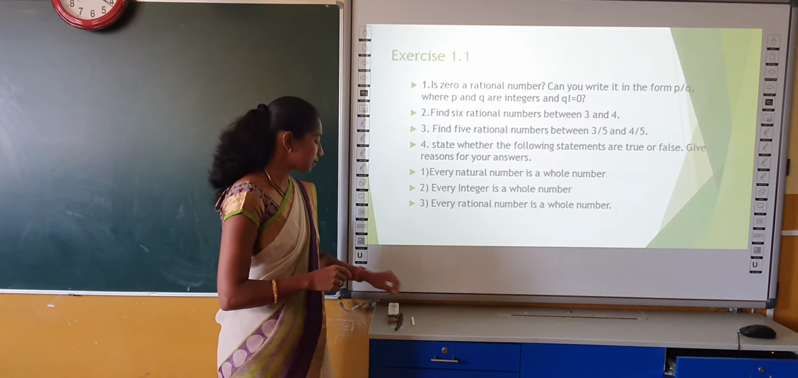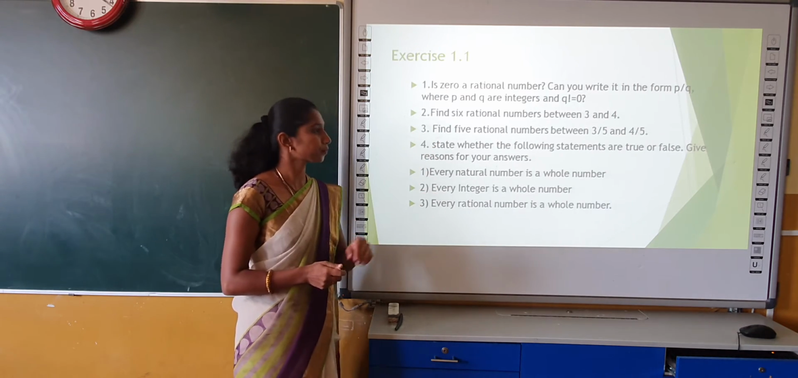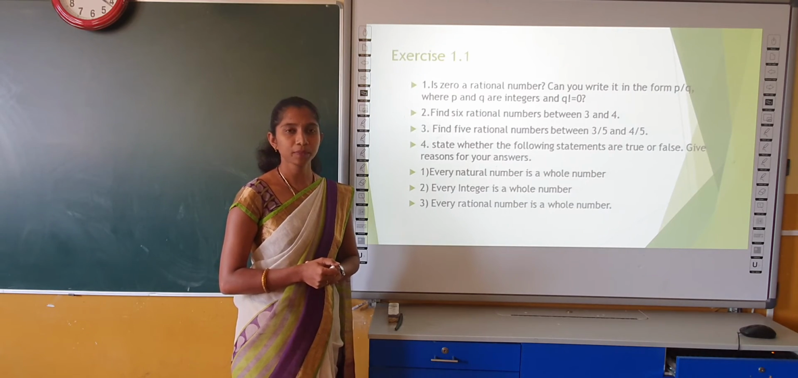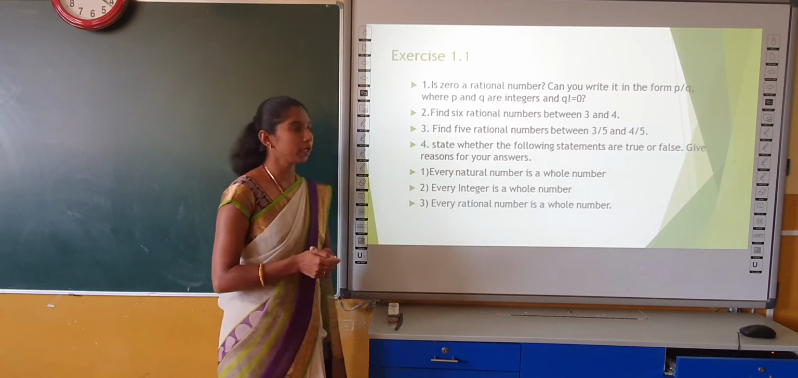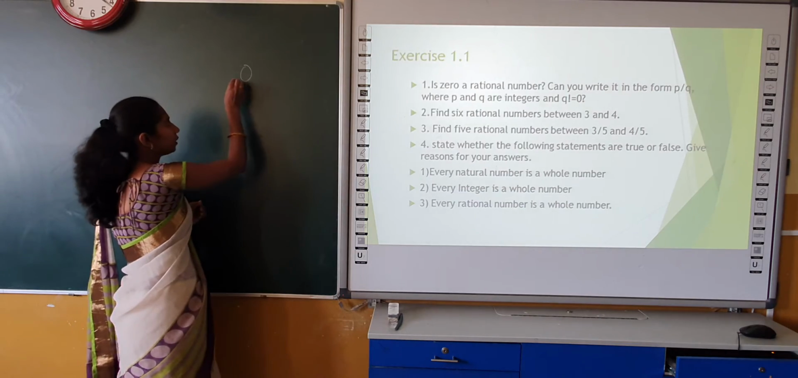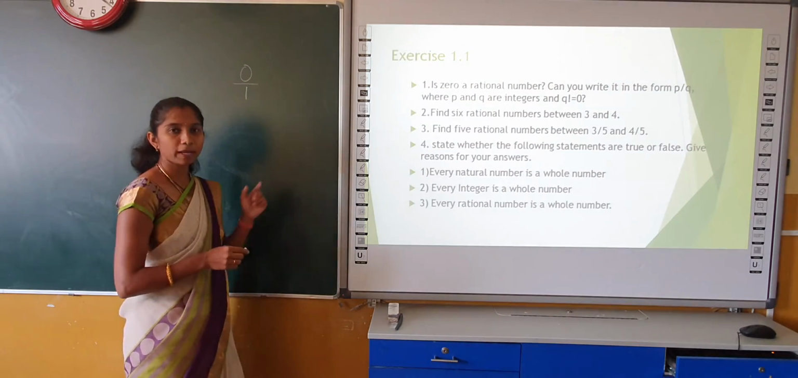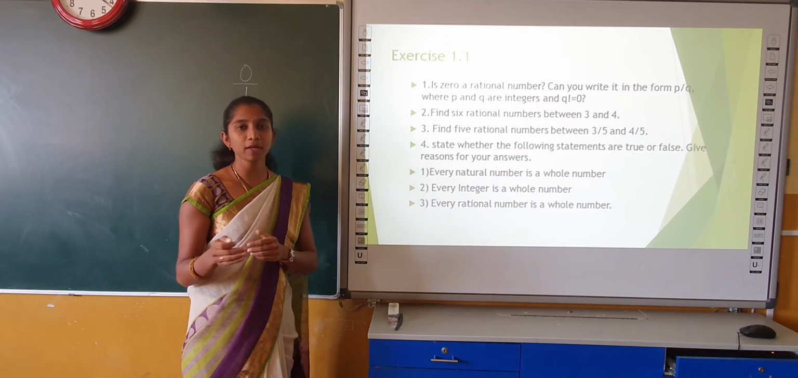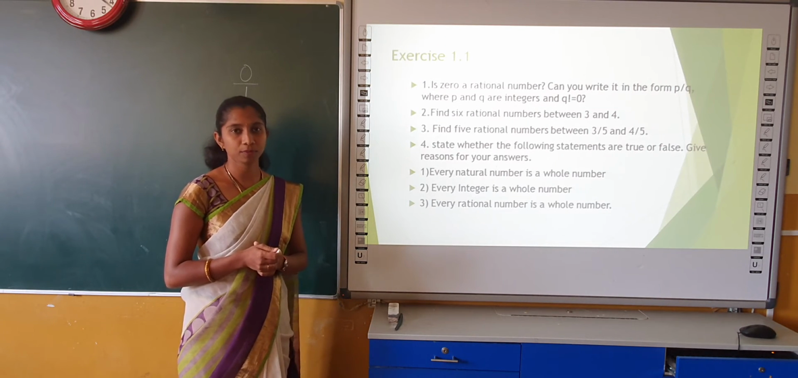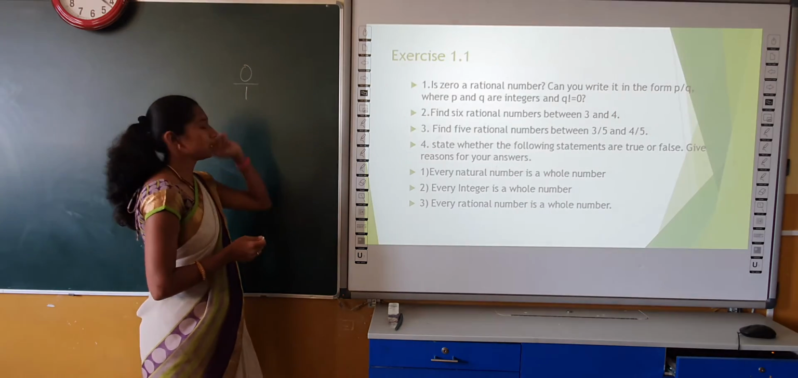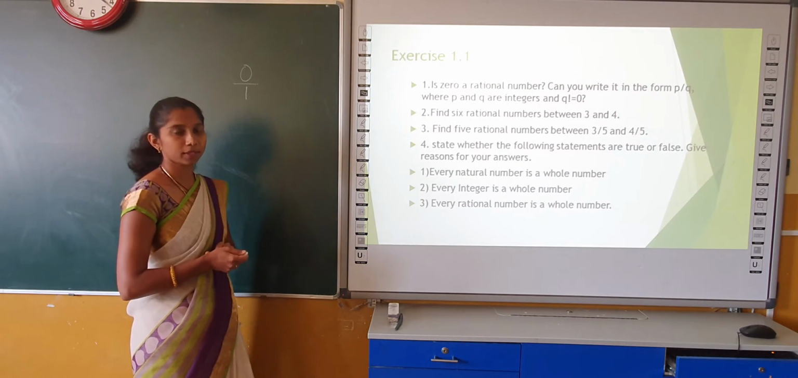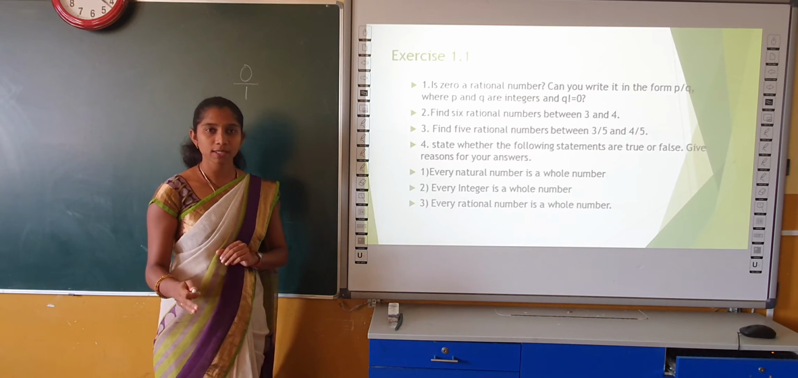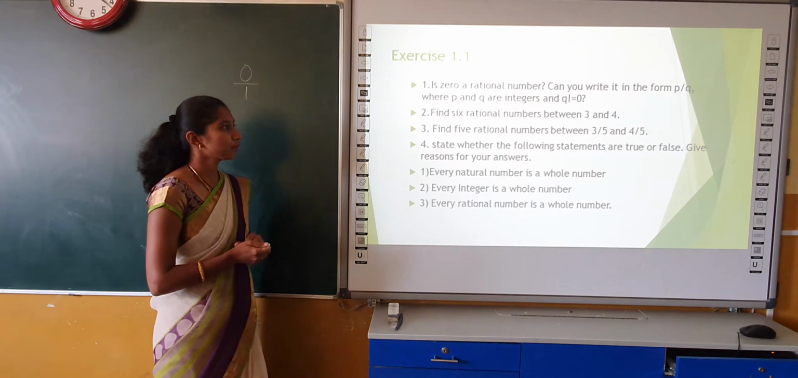What is the first exercise problem? Look at the question. Is 0 a rational number? Yes, you already know. We can consider 0 by 1. Rational number means it should be of the form p by q. Hence, 0 is a rational number. You should write the sentence as, yes, 0 is a rational number.